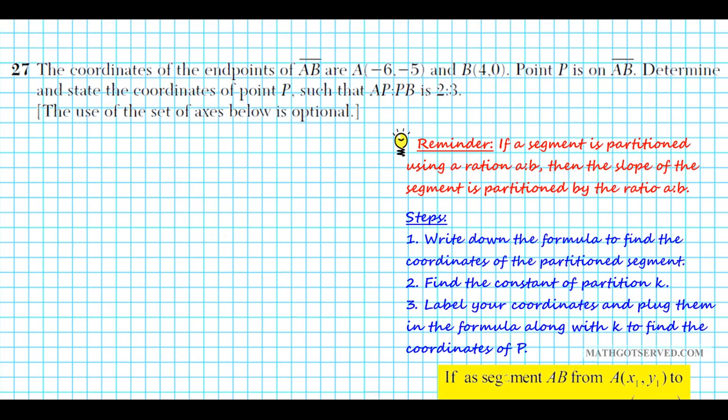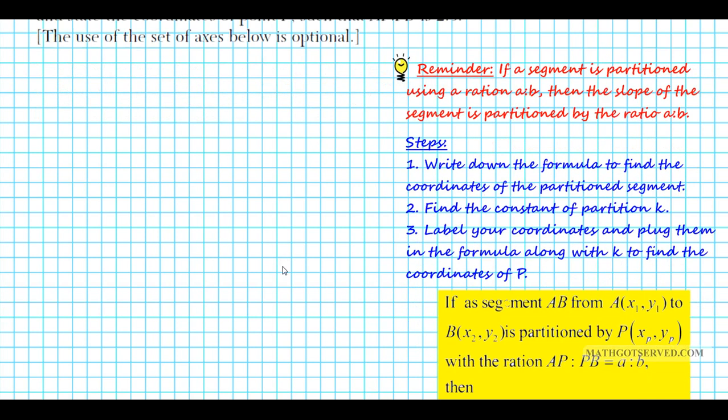All right, let's take a look at problem 27. It says the coordinates of endpoints of segment AB are A (-6, -5) and B (4, 0). Point P is on AB. Determine and state the coordinates of point P such that the ratio of AP to PB is 2 to 3. The use of the set of axes below is optional, so you could use a set of axes if you want. It's not really important.